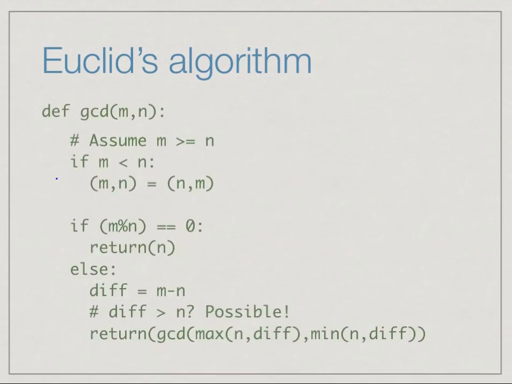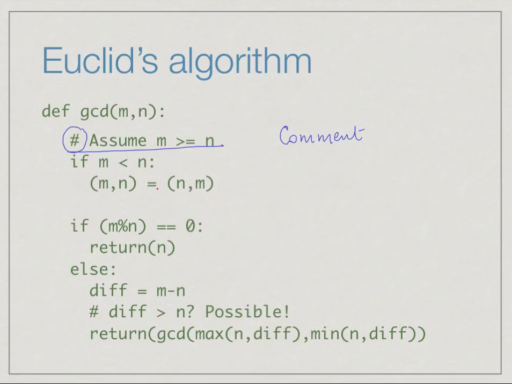So here is a Python implementation of this idea. There are a couple of new features that are introduced here, so let us look at them. The first is this special statement which starts with the symbol hash. In Python, this kind of a statement is called a comment.